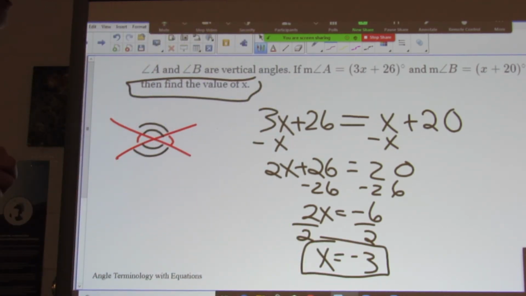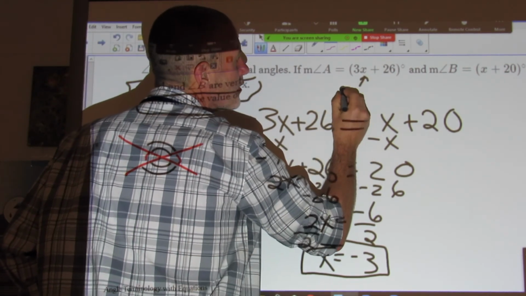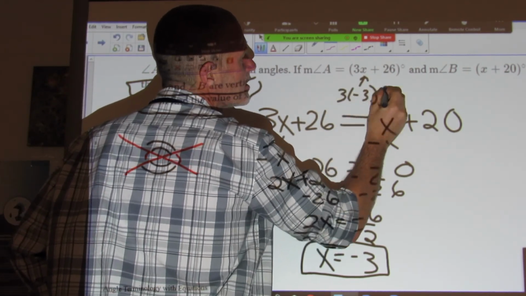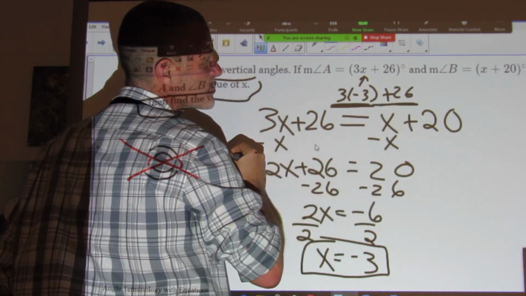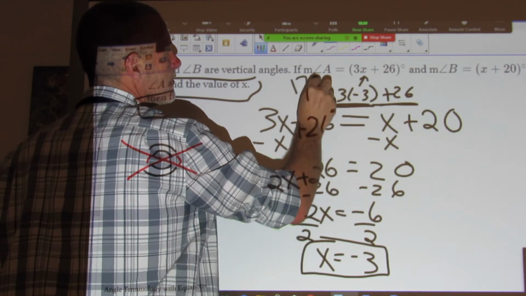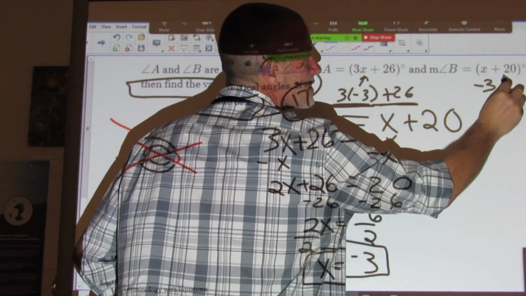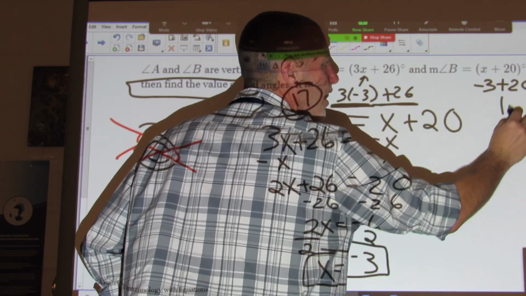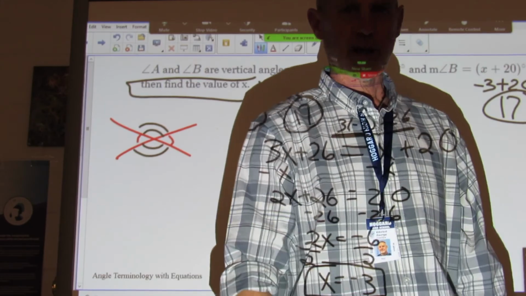I can type that into my box in Delta, or I can check it first to make sure that it works. So negative 3 here will give me 3 times negative 3 plus 26. Negative 9 plus 26 would be 17. Put negative 3 in for x on angle B, and I also get 17. They came out equal, and now we know we have the right answer.